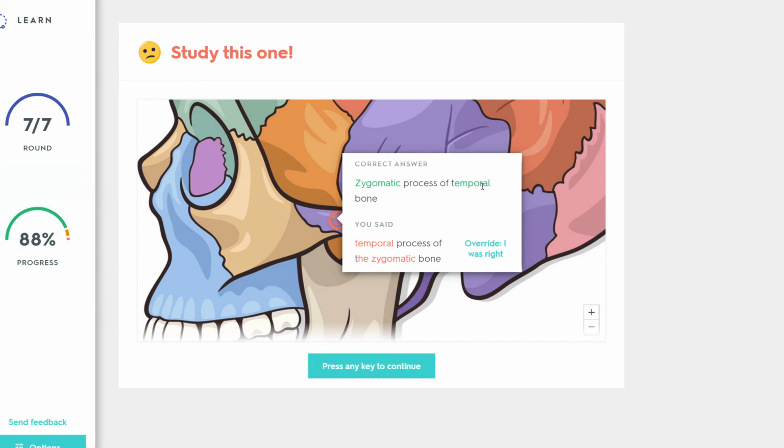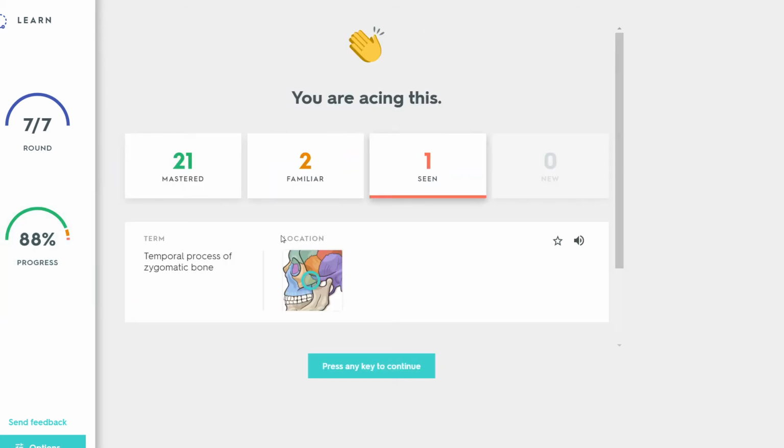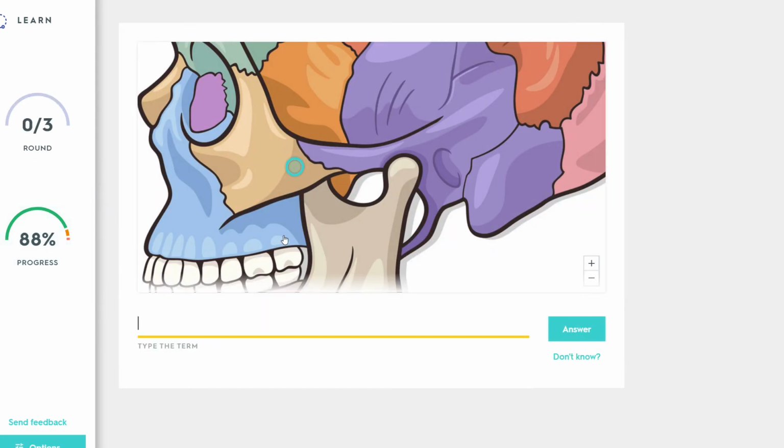This is the temporal bone. That is the zygomatic bone. We have a zygomatic process on the temporal bone if it's on the purple. If it's over here, it's a temporal process on the zygomatic bone. There's a difference. Okay, let's just type it real quick. Temporal bone. We are acing this. Okay, we've come a long way.